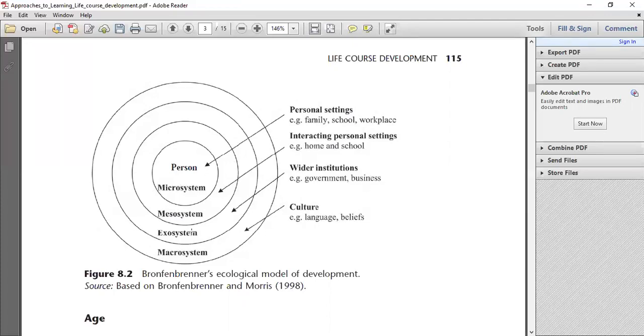Then the third one is the exosystem. This is the ecological model we are looking at. The exosystem, as you can see here, is the third circle, which is the wider institutions, such as the government and the business. This is quite big. Even when you are part of your personal settings, you have to interact with a lot of government institutions. You have to go to some government office to get registered, to get a CNIC, to get a passport, to get some kind of form, to go to a board to take your exam.